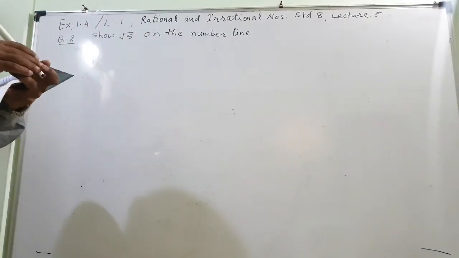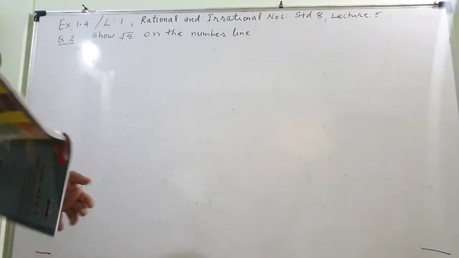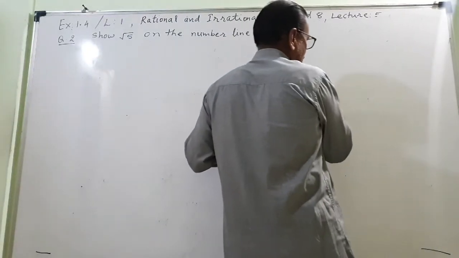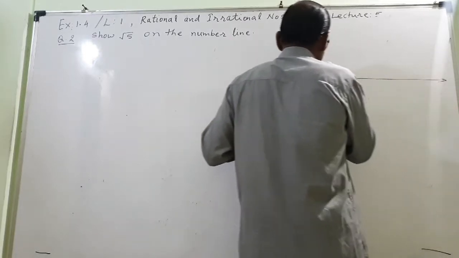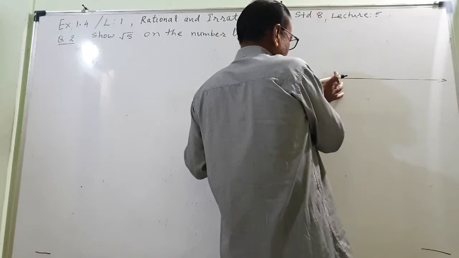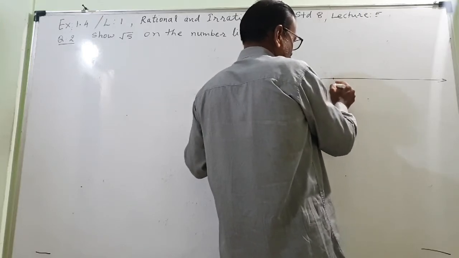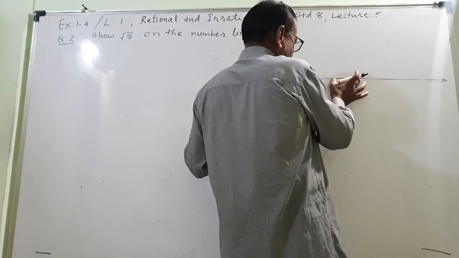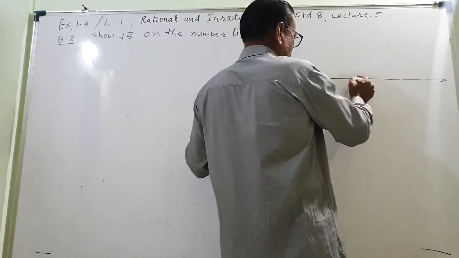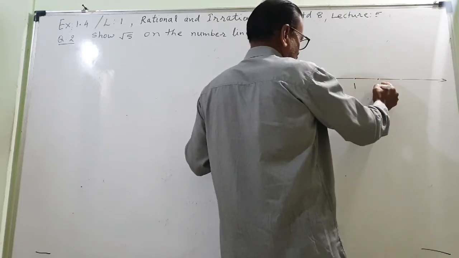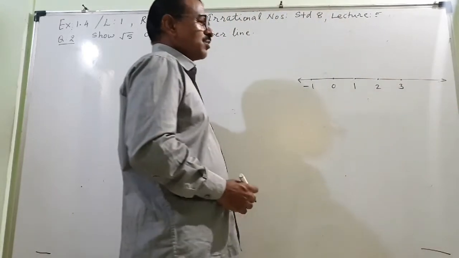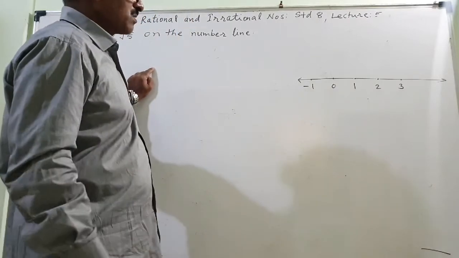So we have to draw a number line first. So I will draw a number line first. This is a number line. Here suppose it is -1. This distance will be 0. Then equal distances 1, 2 and this will be here 3. This is 1, this is 2 and this is 3. I have to show root 5 on the number line.